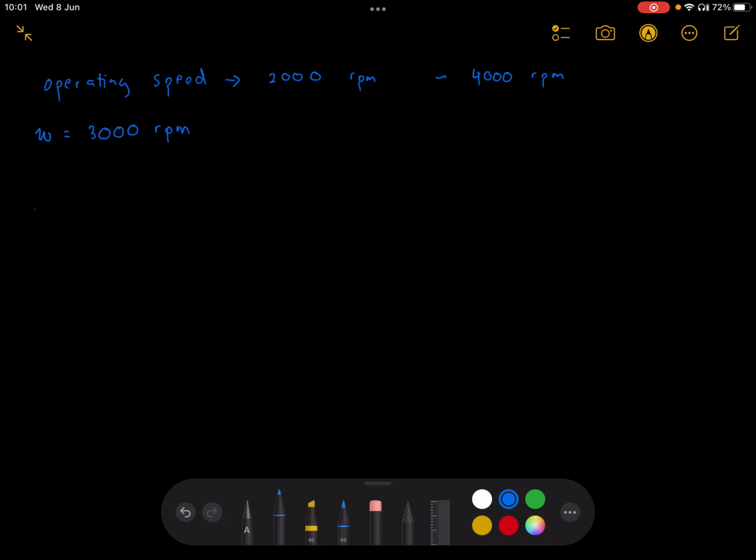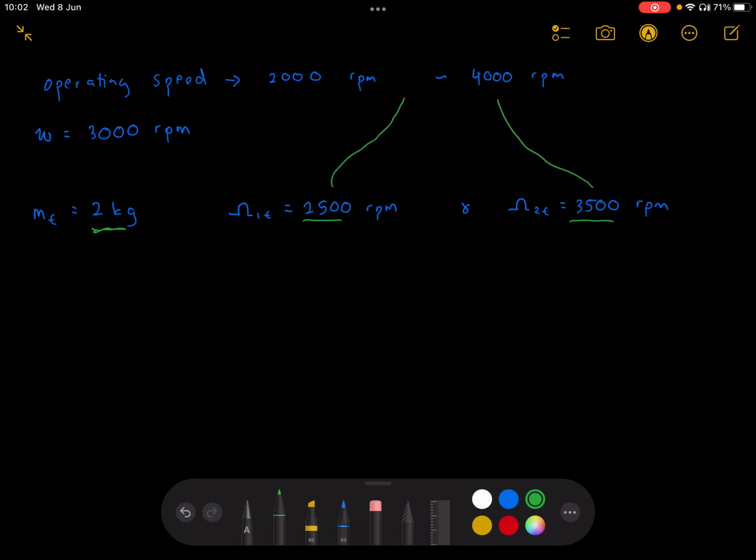When we use the trial mass of 2 kilogram, we get two natural frequencies: the first one is 2500 rpm, and the second natural frequency is 3500 rpm. Please take note that when we put 2 kilogram, we got 2500 and 3500 rpm. Basically, we cannot use 2 kilogram here because 2500 and 3500 are still within the range.